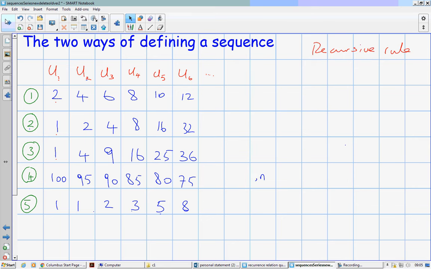So we're going on to the second way of defining a sequence. That's called a recursive rule. Recursive relation, recursive rule, sometimes called iterative rule. There are other words for it. Now in this case, what we're doing is we're defining the sequence from the term before. Okay? So in this case, for number 1, we would have to tell us what the first term is. If we know the first term, we can get all the other terms by adding 2 to the term before.